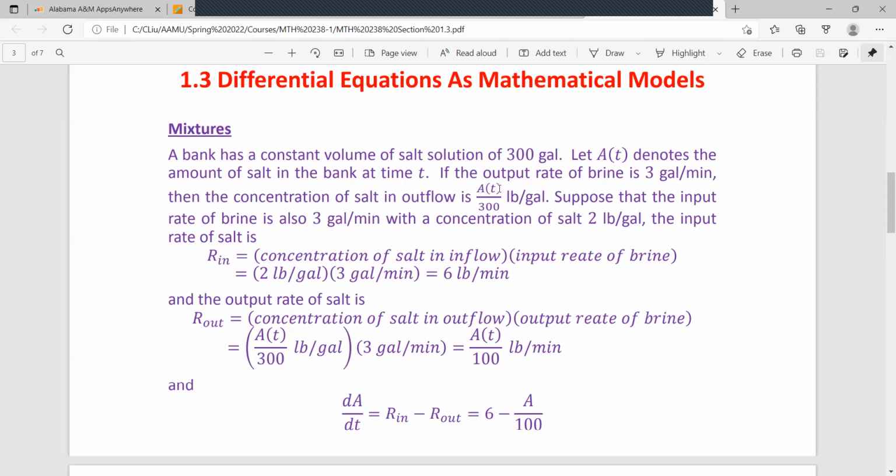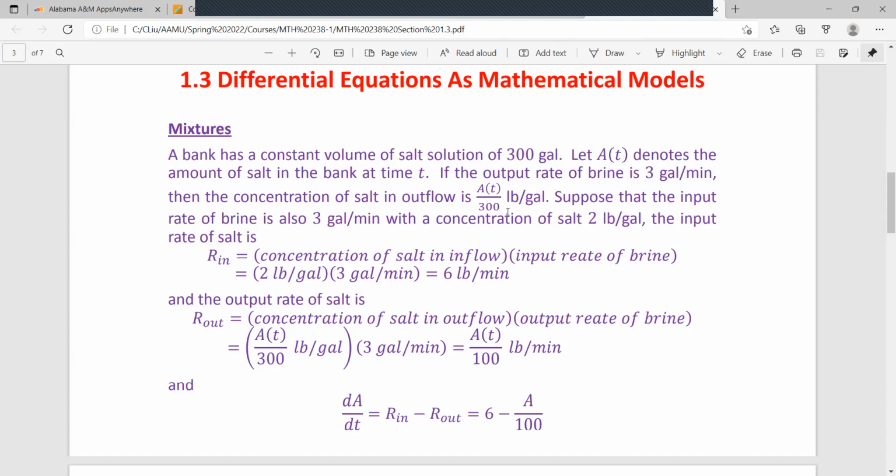So how do you calculate the concentration in the tank? You just divide the pure salt amount by the volume of the tank. So that's A over 300 pounds per gallon, isn't it?